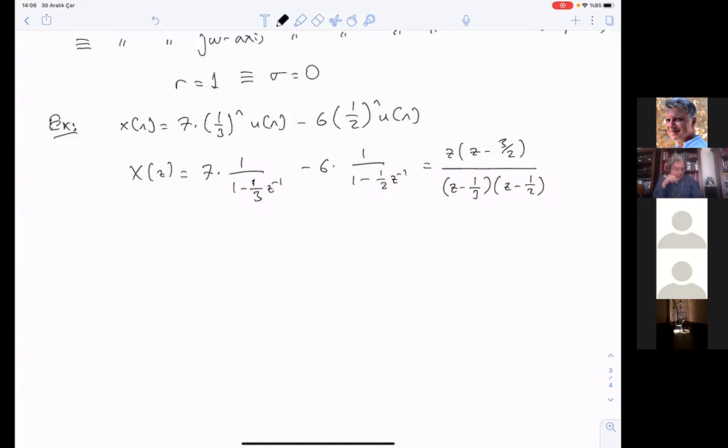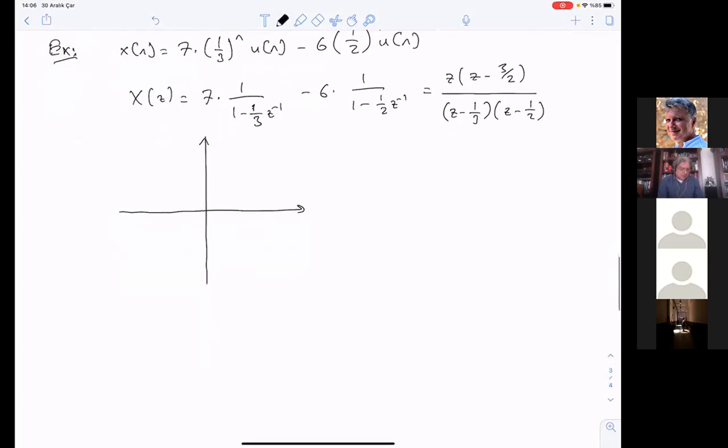Now, how about the region of convergence? What can we say about it, and how do we notate the region of convergence? There are two poles and two zeros. Let's try to draw them. Let's try to see where they are. One of the poles is at 1 over 3. Let's say it's here, okay, 1 over 3. Then there is another pole at 1 over 2.